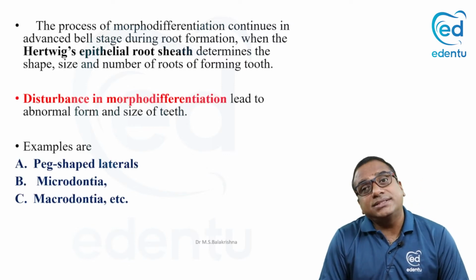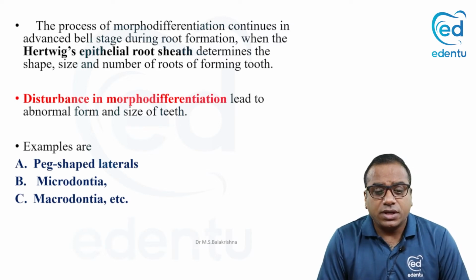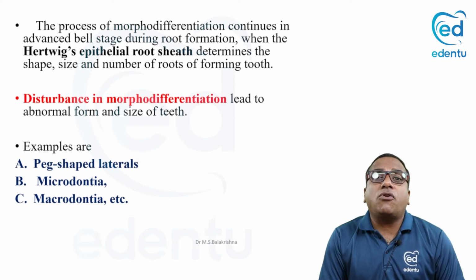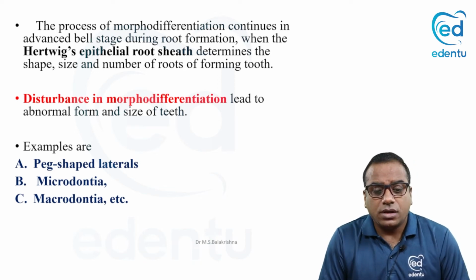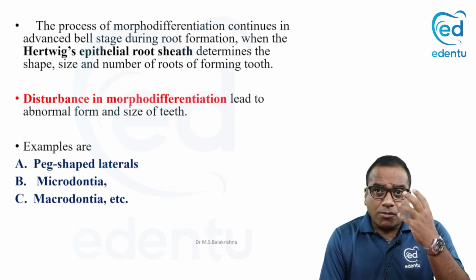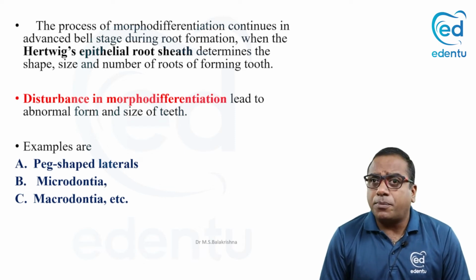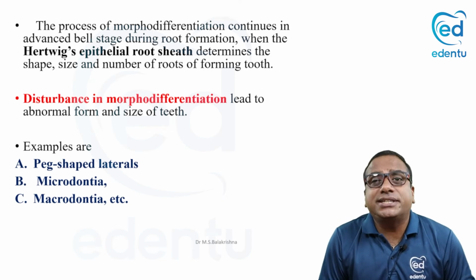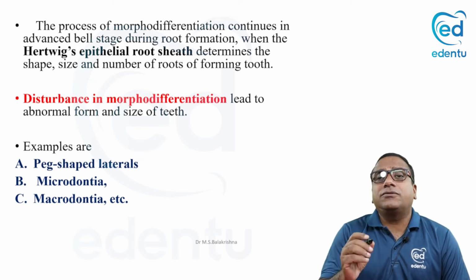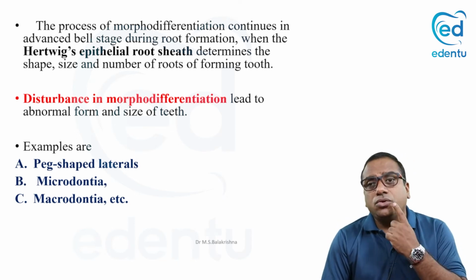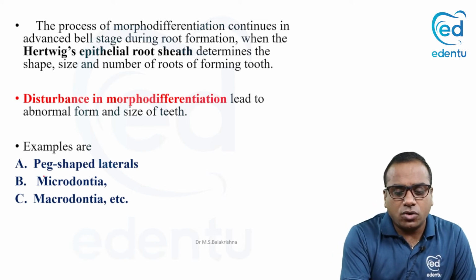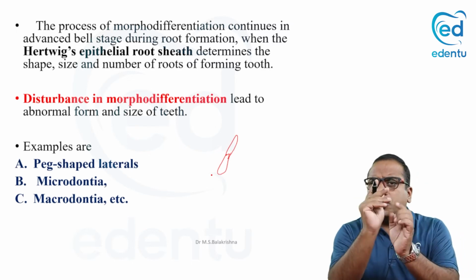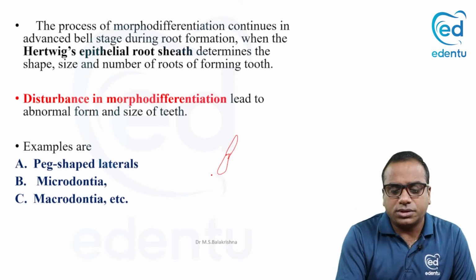So now if there is any disturbance in morphodifferentiation, definitely it is going to impact the tooth. So it will lead to abnormal form and size of the tooth. So if the morphodifferentiation stage is not happening properly, if it is underdeveloped, the tooth will become peg shaped. Peg shape means it will be a conical tooth. The tooth will resemble just like one cone. So it will be one conical tooth, a small tooth like one cone.